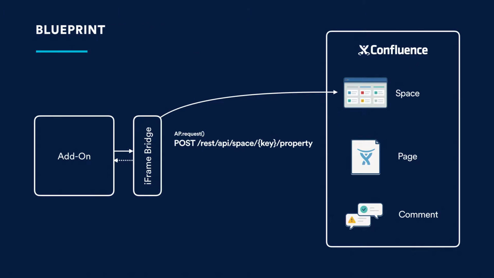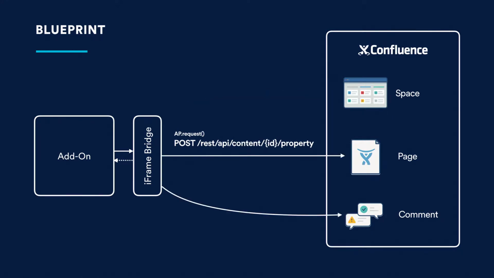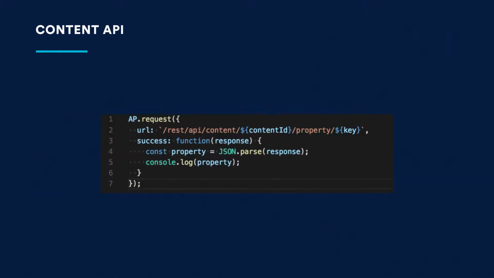The way this works is, I mentioned this iframe bridge, so you can interact with the host. You can call REST APIs there. So in this case, you call the content property REST API. For Confluence, we allow you to associate data with spaces, but also with any kind of other content, so typically pages and comments. And you can just do that using this small snippet.